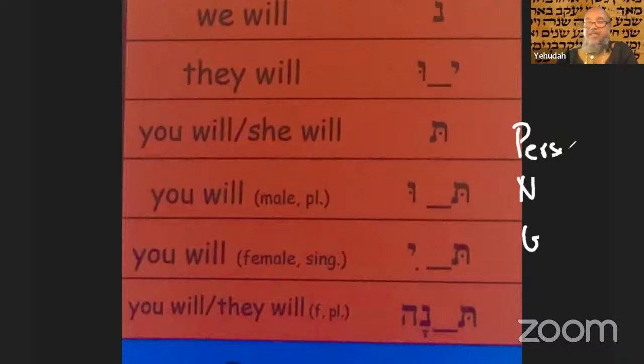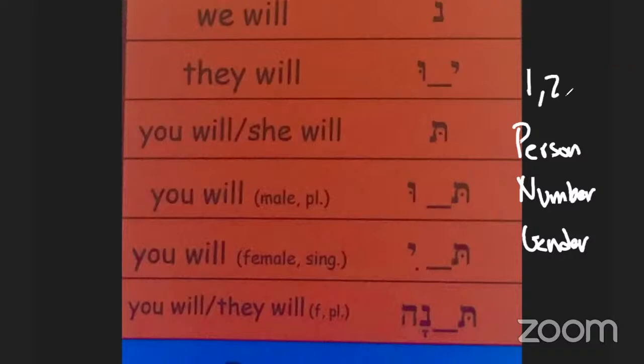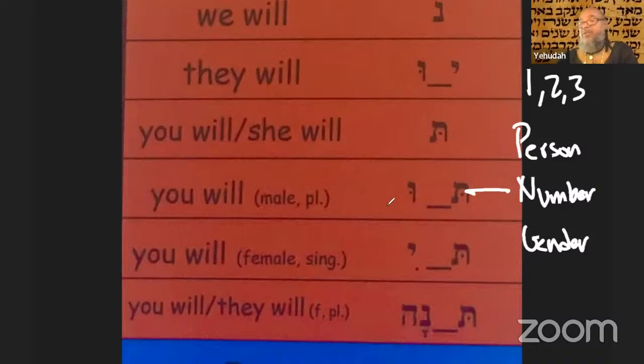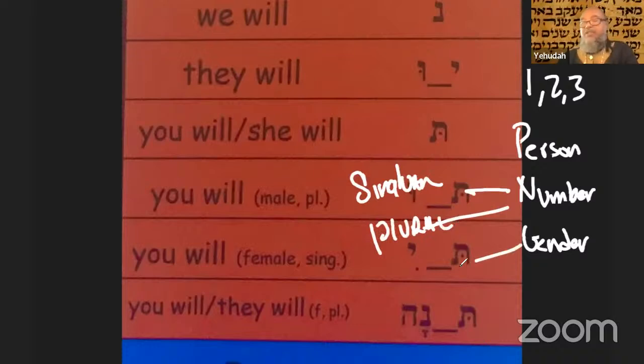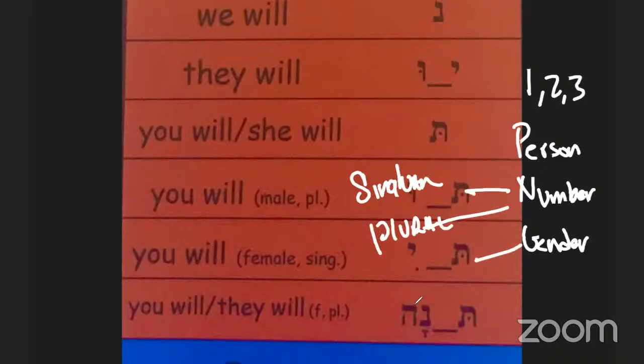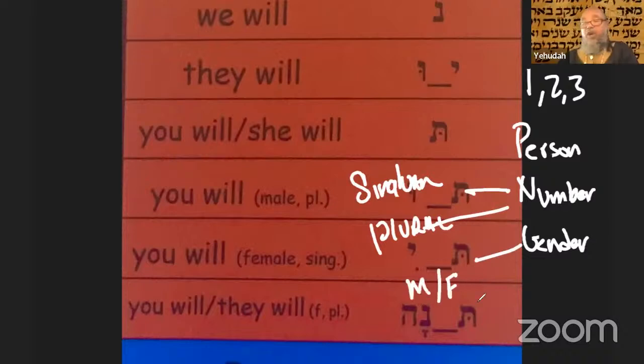When I say person, what am I talking about? Am I looking for Steve or Andy? Who am I looking for? I'm looking for first person, second person, third. That's it. When I'm talking about number, what am I talking about? Singular or what? Plural. Thank you. If I'm talking about gender, what am I talking about? Masculine, feminine, or common. That's it.